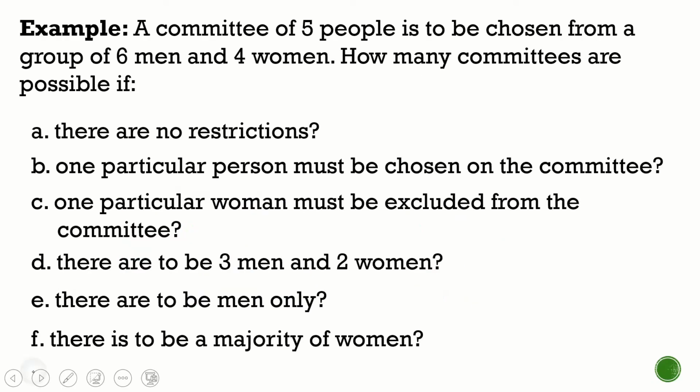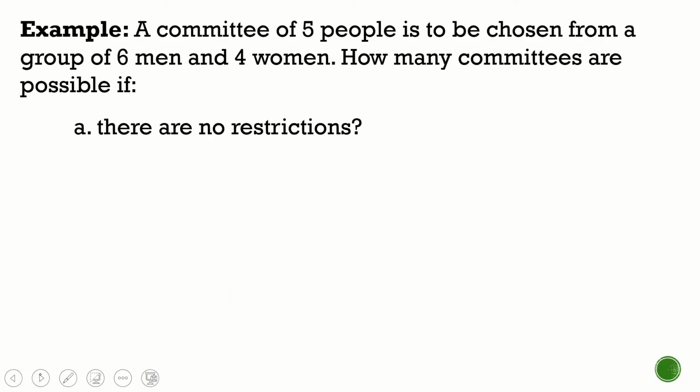All right, let's go now to the examples. A committee of 5 people is to be chosen from a group of 6 men and 4 women. How many committees are possible if, letter A, there are no restrictions? Let's answer that first, and then the rest. If there are no restrictions, that means we will consider all the 6 men and all the 4 women. That makes 10 options, and out of those 10, we will select 5. So that's 10 taken 5 at a time.